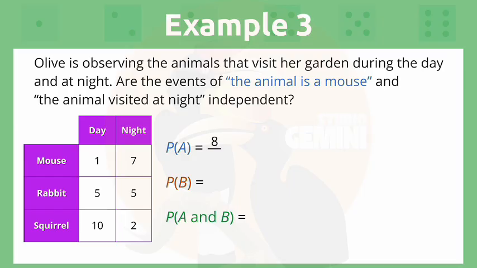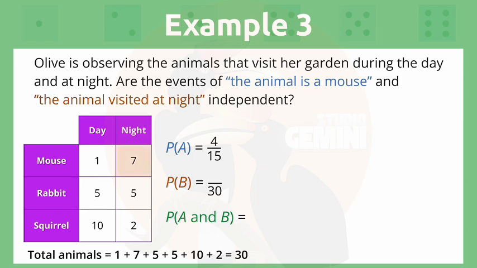There are 8 total mice, 1 observed in the day and 7 observed at night, and there are 1 plus 7 plus 5 plus 5 plus 10 plus 2 total animals, which is 30 total animals. So that means the probability that the animal is a mouse is 8 over 30, or 4 over 15. Now let's let event B be the animal visited at night. There are still 30 total animals, and 7 plus 5 plus 2, or 14 of them, were observed at night. So the probability that the animal visited at night is 14 over 30, or 7 over 15.